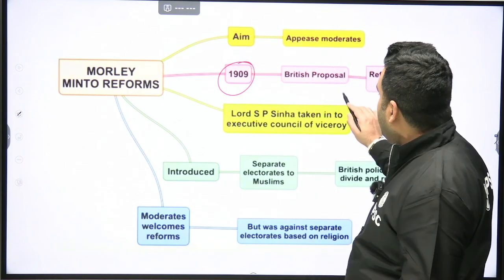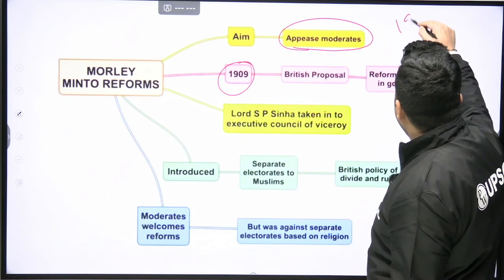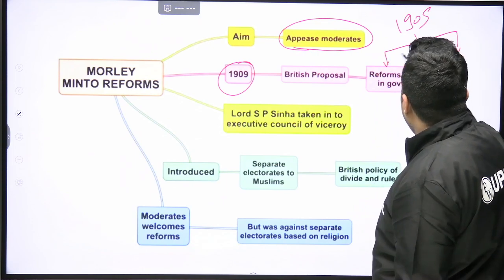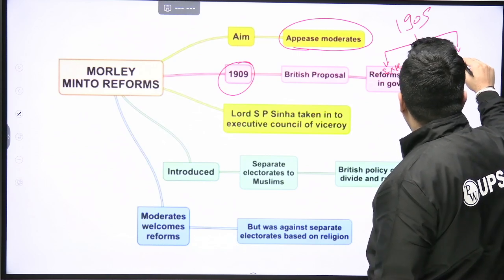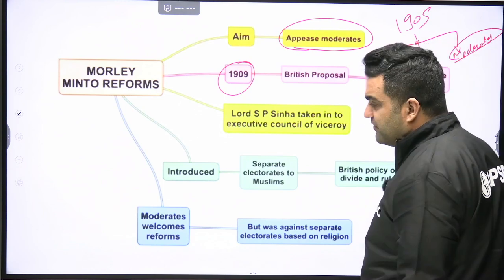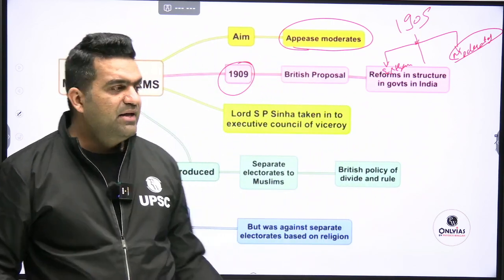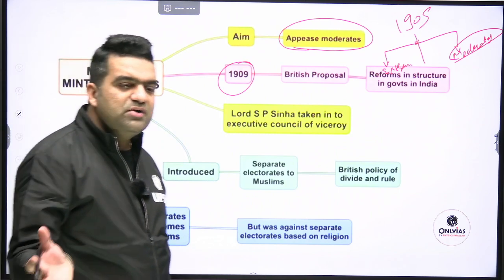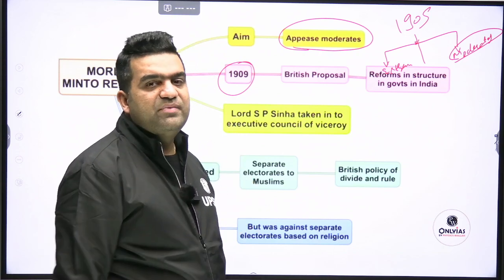The 1909 Act had the aim to appease moderates. Because of the 1905 Bengal partition, two segments were created, extremists and moderates. Now, moderates were being fooled by the British government. To assuage, to pacify the moderates, the 1909 Act was introduced so that moderates also do not switch sides towards extremists.